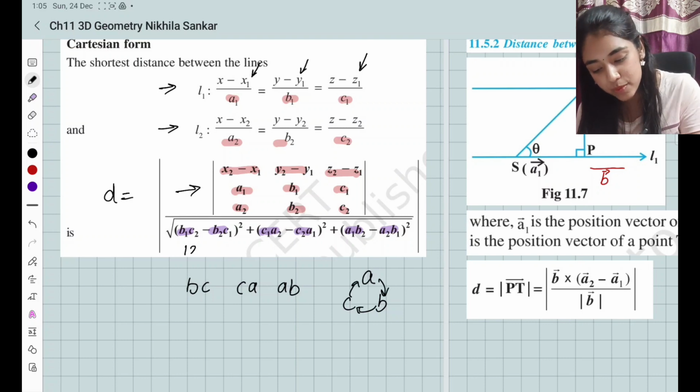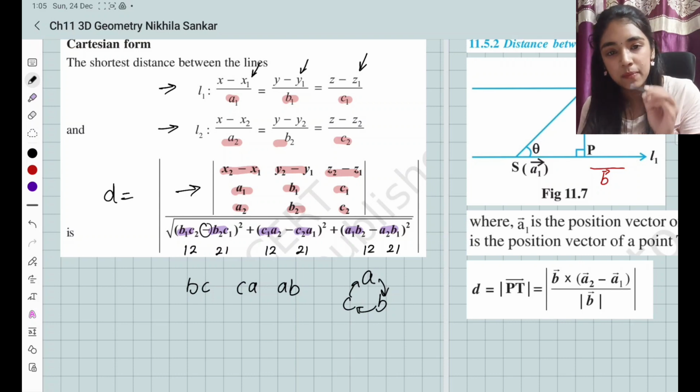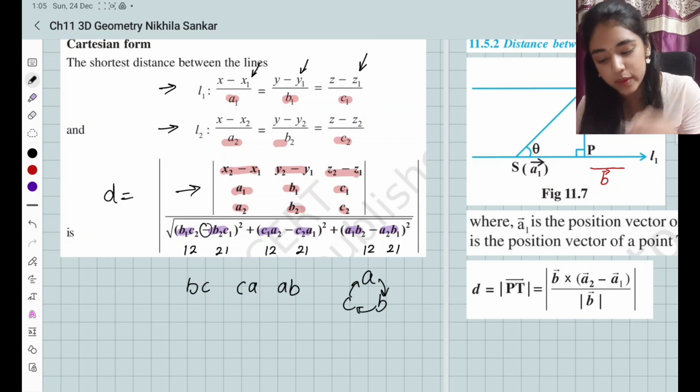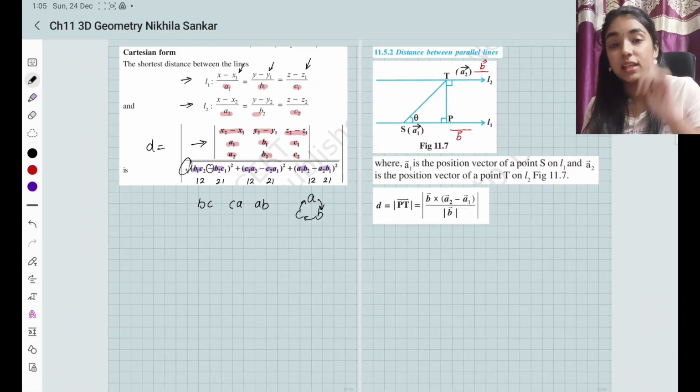And the numbers are going to be 1, 2, 2, 1. நடுவுல ஒரு minus இருக்கு. So b1 c2 minus b2 c1 the whole square. இதே மாதிரி c1 a2 minus c2 a1, a1 b2 minus a2 b1 the whole square. Okay, இந்த square root term மறந்துடக்கூடாது. So this is going to be the distance formula in the Cartesian form.